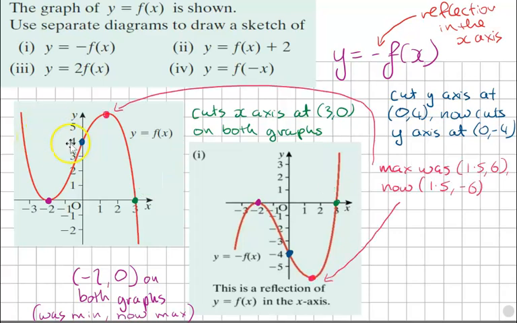And 2 more important points. So we have 1.5, 6 and minus 1.5, 6 on our reflection. So the maximum is now the minimum. So that's why the 1.5 stayed the same, but the 6 becomes minus 6.